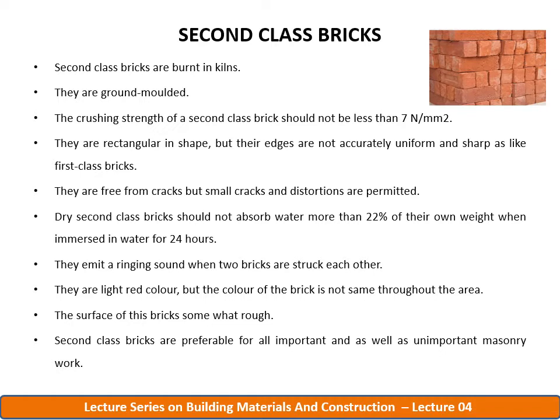So these are the basic requirements of the second class brick. In the case of second class brick, the bricks are burnt in kiln and they are ground molded in nature. The crushing strength of the second class brick should not be less than 7 Newton per mm square. They are rectangular in shape, but the edges are not accurate and uniform. The sharpness is not as good as first class brick. They are free from cracks, but small cracks and deterioration are permitted.